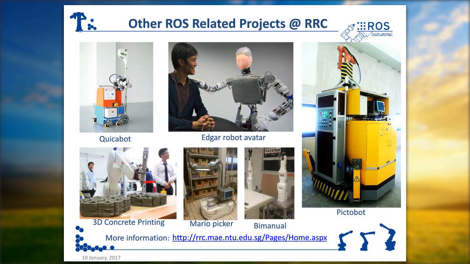We also have industrial robots for 3D concrete printing, e-commerce picking, and bimanual operation, for example, assembling an IKEA chair. For more information, you can visit the website of the Robotic Research Center.